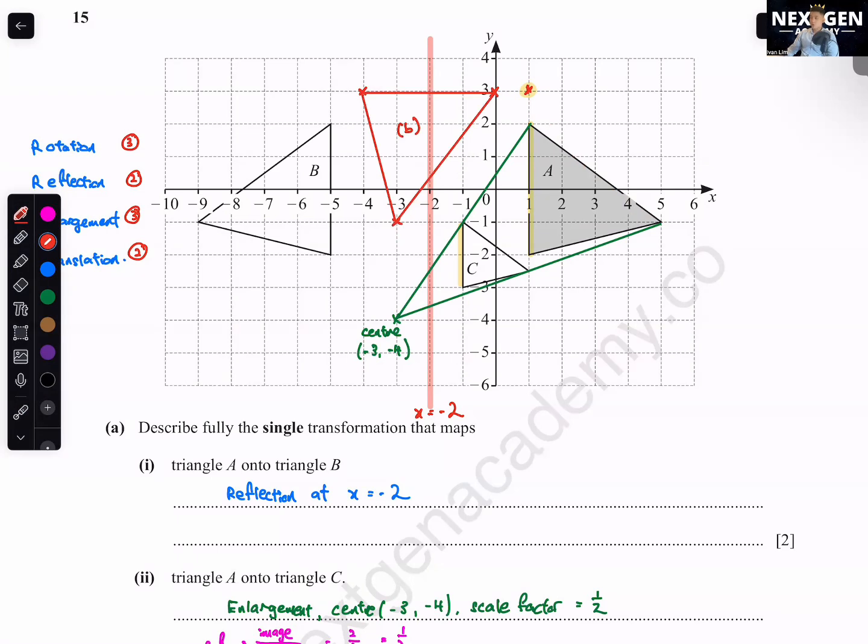Okay, this is question 15. How many marks is this? 2, 3, 7. 7 marks in total. So paper 2 or paper 4 can also have this question come up.